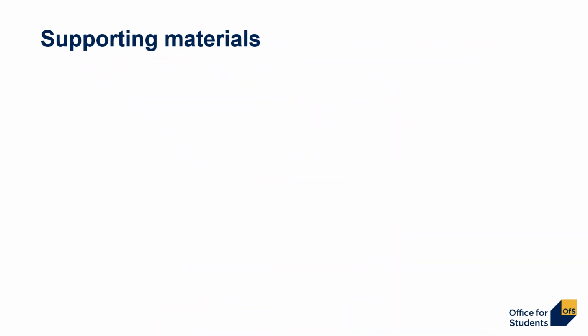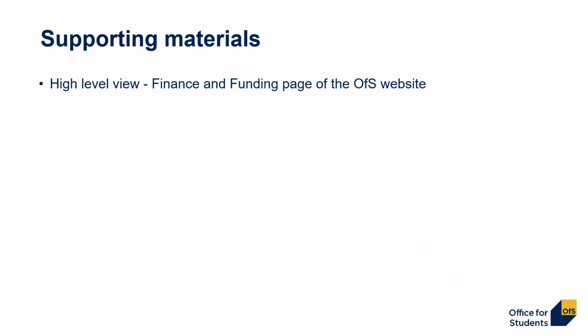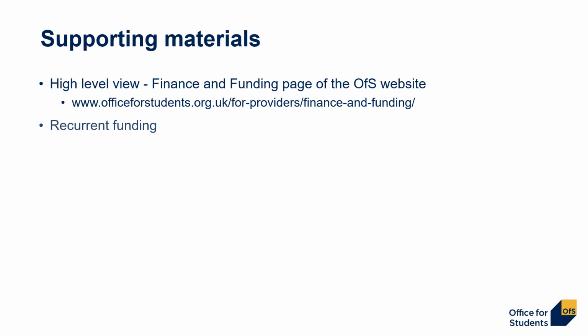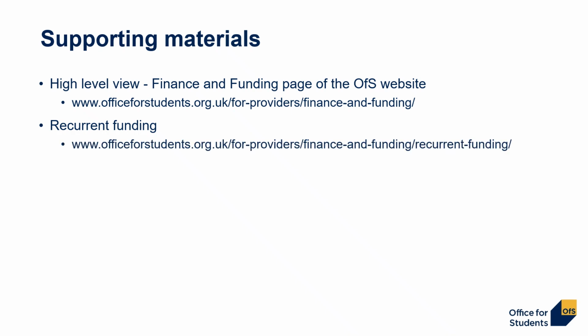We have a number of resources for providers, and we'll look at the main ones here, but we will also highlight additional resources as we go through this series of recordings. For a high-level view of OFS funding, see our Finance and Funding page, www.officeforstudents.org.uk/for-providers/finance-and-funding, with the last 2 parts of that URL having the words hyphenated. For an overview of recurrent funding specifically, add the hyphenated words recurrent-funding to the last URL, or perhaps an easier way is to use the search function on our main web page and enter recurrent funding.